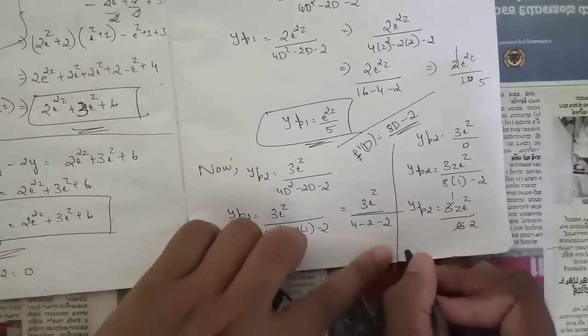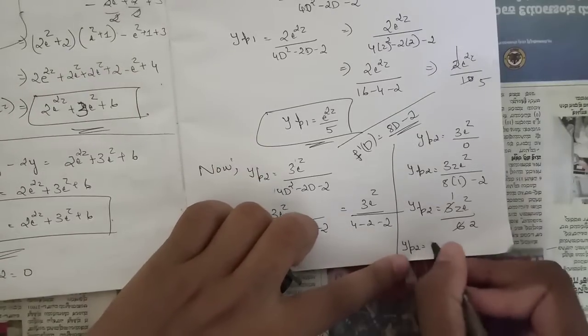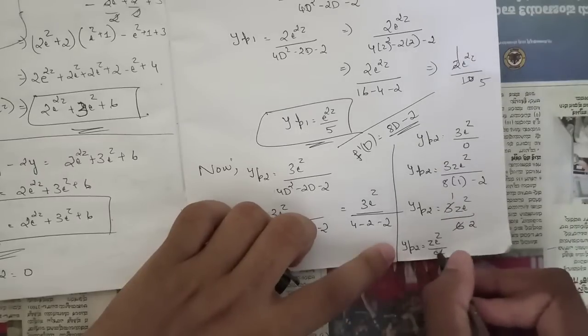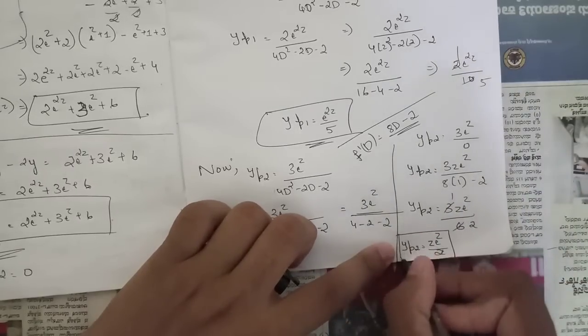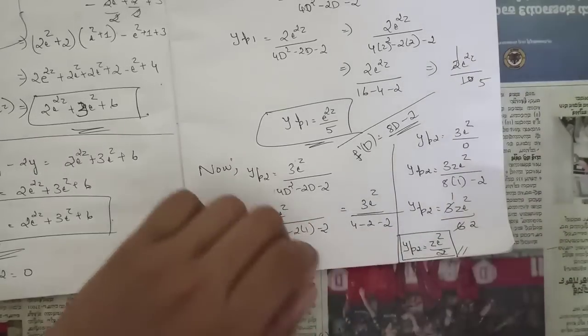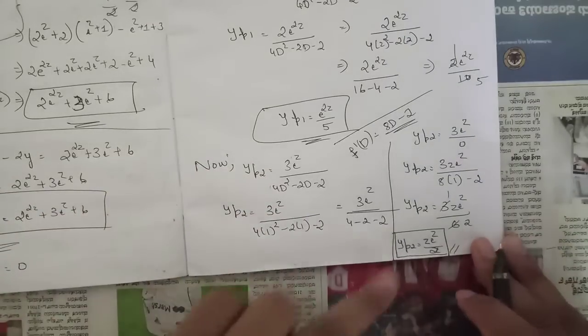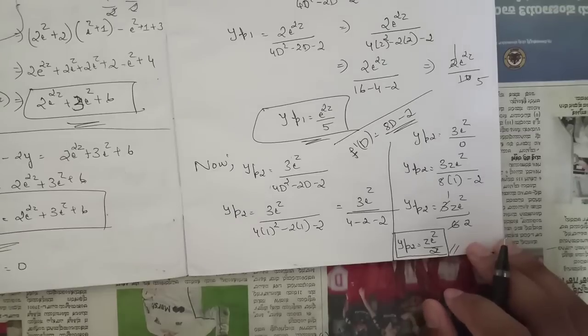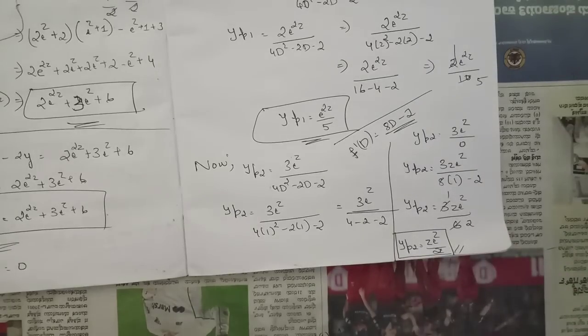3 ones are 3, twos are 2, so finally we get yp2 as z e power z by 2. Okay, so this is visible, right? z e power z by 2. Okay, so this is your yp2. So now we will solve for yp3 also.